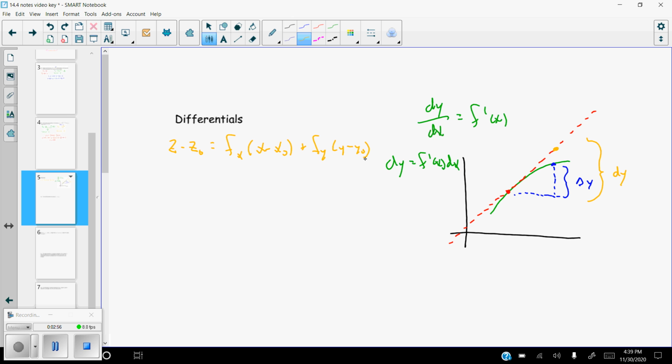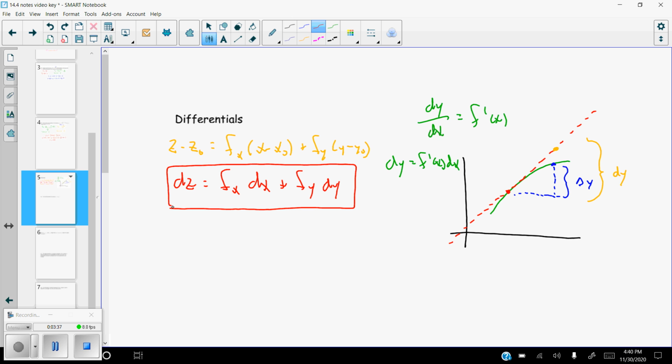Now that fx and fy would normally be evaluated at a point, but in general, that's what it would look like. So what we have to realize is, well, okay, what is z minus z naught? That's just the change of z. That's dz. Okay, fx is the partial derivative with respect to x. X minus x naught is the actual change in x. That's dx. Okay, fy is the partial derivative with respect to y, and then y minus y naught is dy. And there's your differential equation. This is the equation that you will use to find differentials in 3 dimensions.